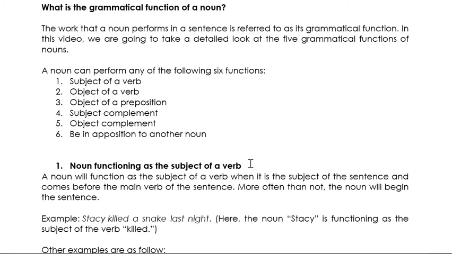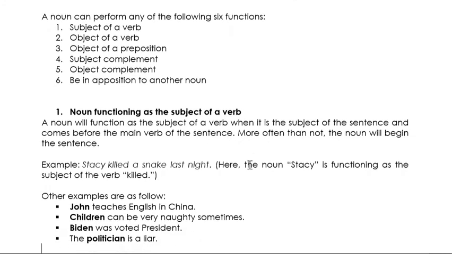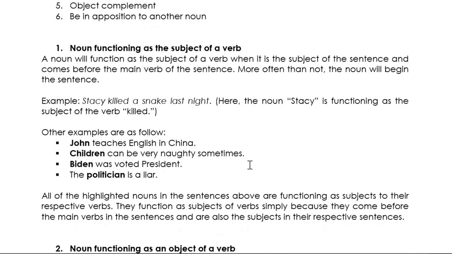In every sentence, there is always something that the sentence is about. Something or someone whom the sentence is about. So that person or thing is what is called the subject of the verb. So if the sentence is about a house, the house would be the subject of the verb. If a sentence is about a place, the place would be the subject of the verb. Now, if you look at the example, we have, for example, Stacy killed a snake last night.